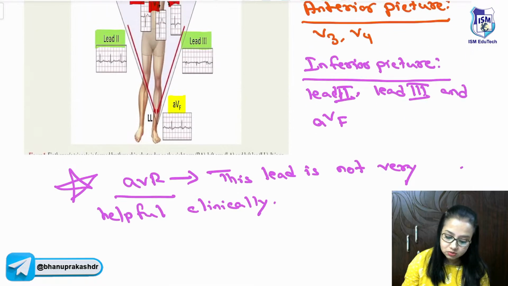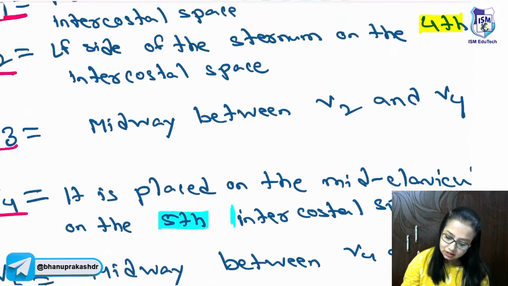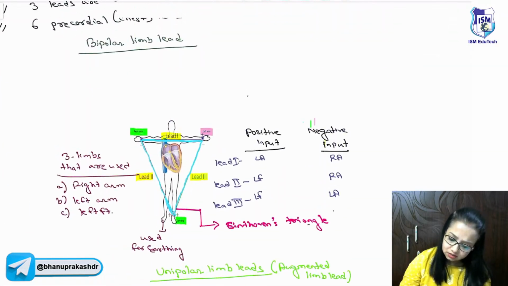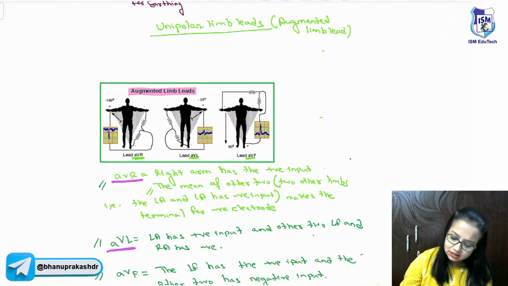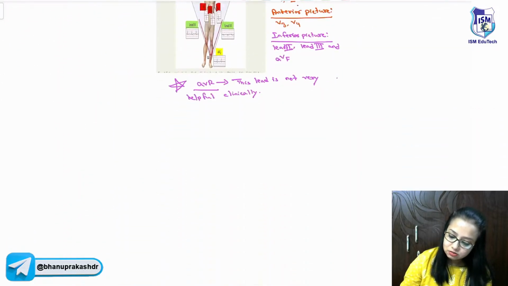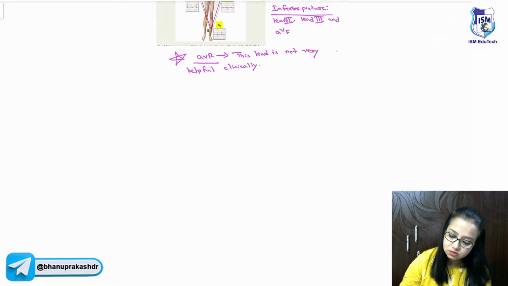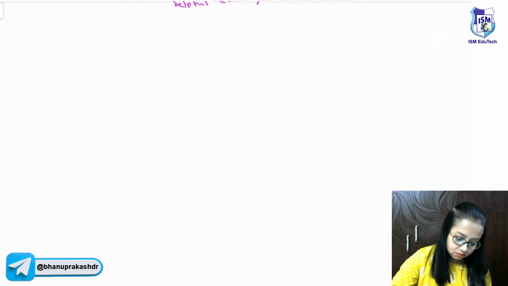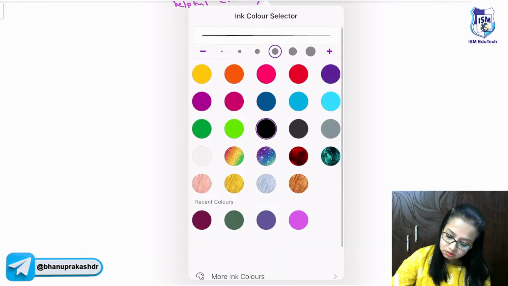So, this was our understanding of the ECG along with the various types of ECG, its implication, and which leads actually give us which picture. Okay. Now, moving into the next part, which is the ECG wave.